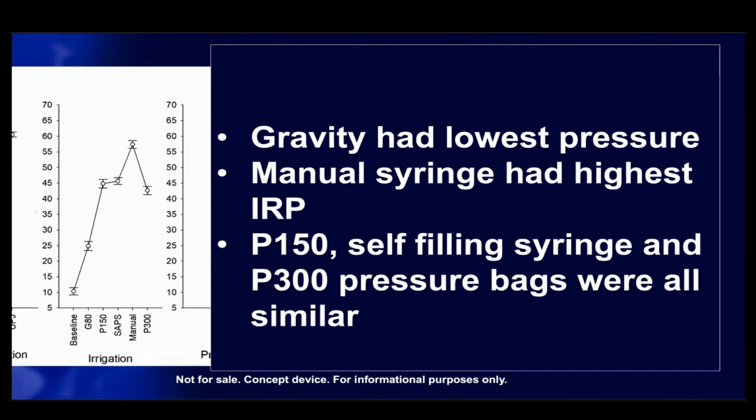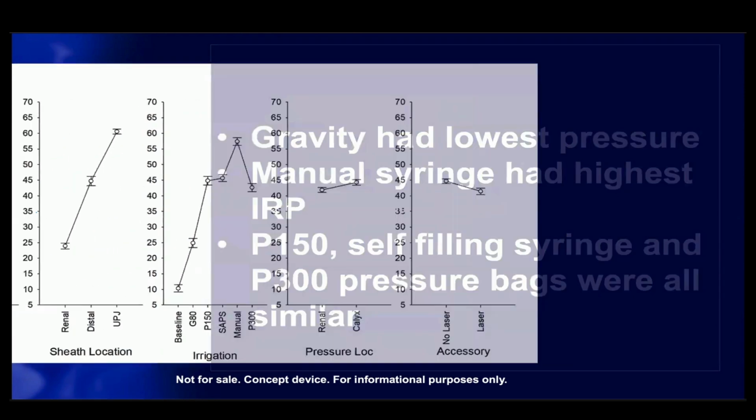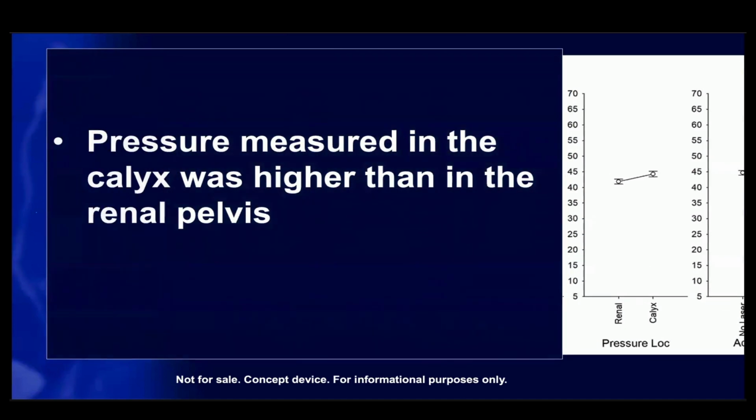So gravity, of course, had the lowest pressure, but as you know, sometimes you just can't see with gravity. Manual syringe had the highest over here, and the pressure bag at 150, the self-filling syringe, and the pressure bag at 300 were all very similar. Just because you're putting that pressure at 150 or 300 in the bag does not mean you're going to get that inside the renal pelvis, because you have all those physics laws: as you go down the tube it's going to get less, and plus we have something in the working channel as well.